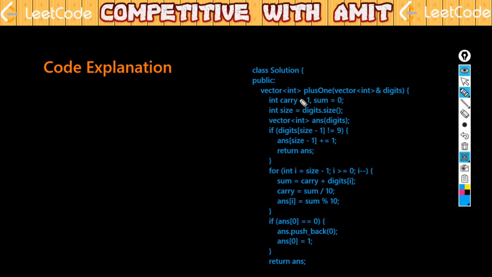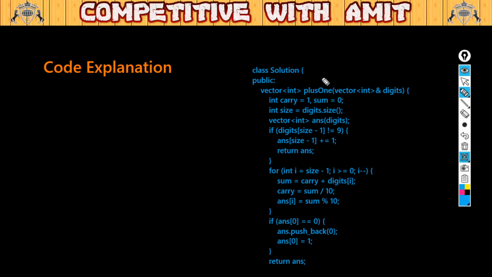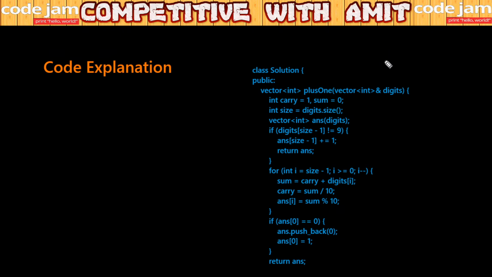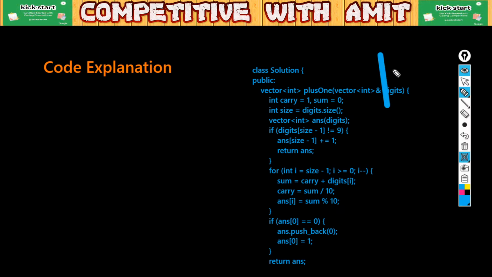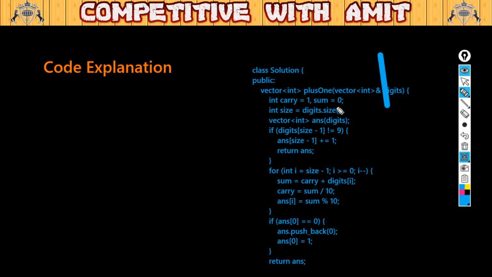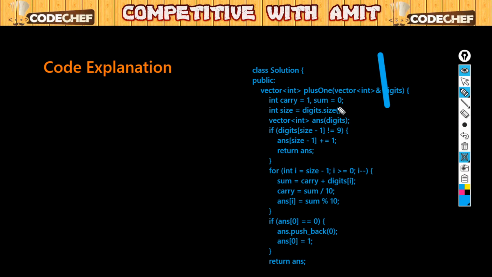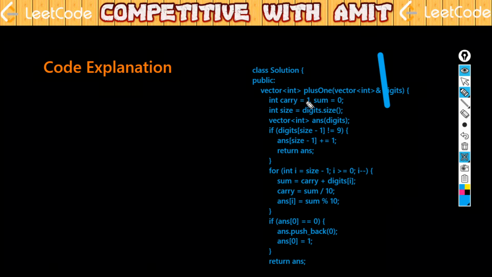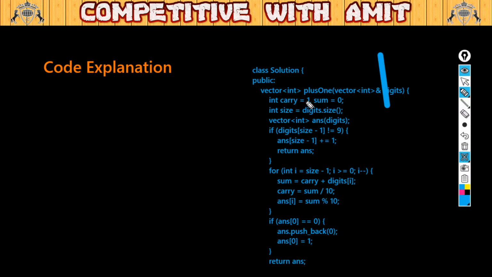So this is the code which we are going to use. First of all, we are just declaring the function. Here we are getting the digits array as an input. Now we have two things: first carry and second sum. Sum will store the carry plus the digit, which we compute after every index iteration. We will look at how this sum will be used. The carry is initialized with 1, because we have to add 1 at the end.